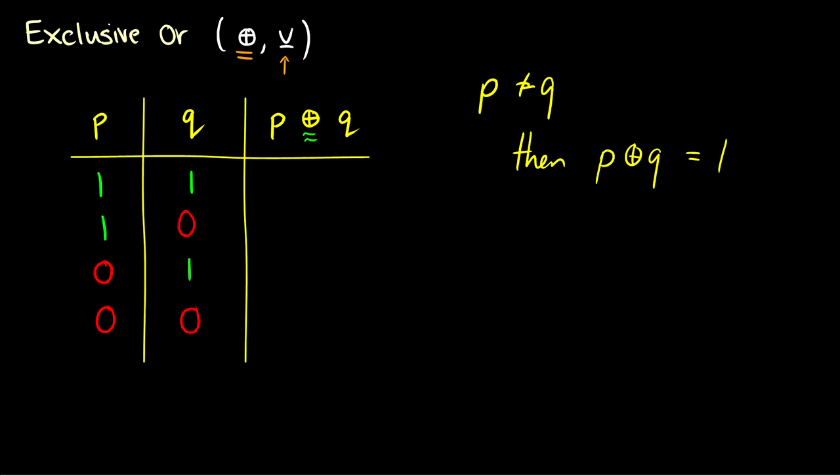So P true and Q true means that P exclusive OR Q is false. And similarly, if they're both false, then that also outputs a false. But if the values are different, such as in rows 2 and 3, we get true. So those are truth tables. And in the next video, we'll learn how to use these connectives and truth tables to prove that two statements are logically equivalent.